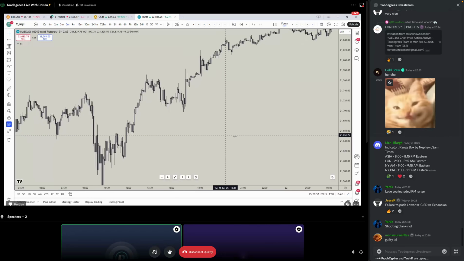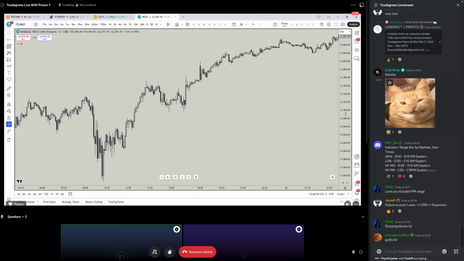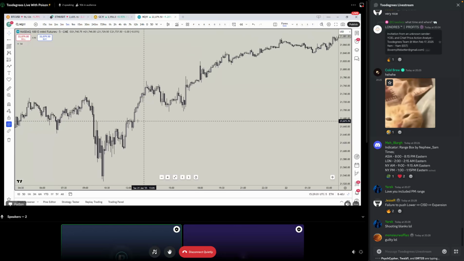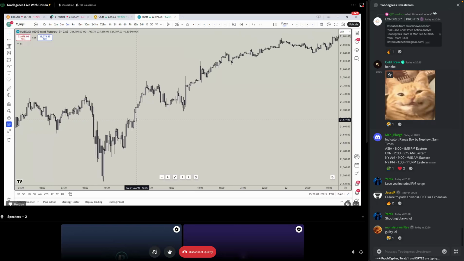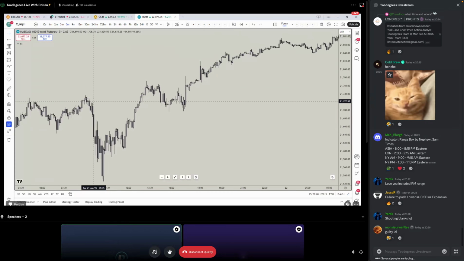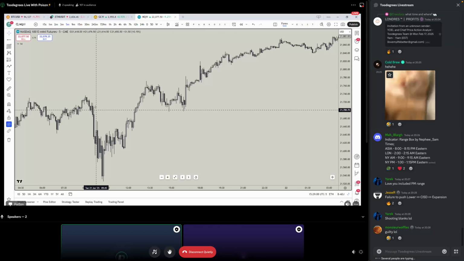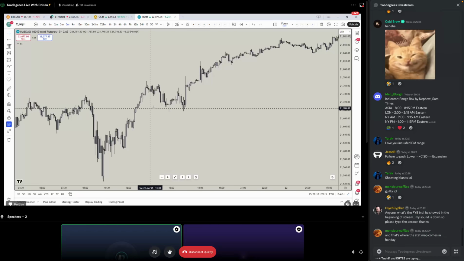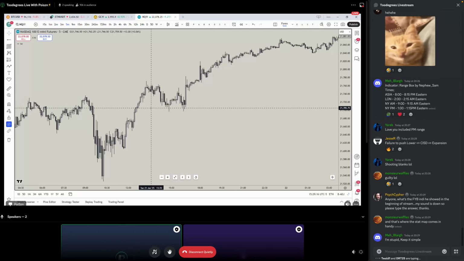99% of traders would be looking for some kind of fancy unicorn breaker, mitigation block, breakaway gap. Yeah. And we'll get into that, Waffles. We'll get into that, right?